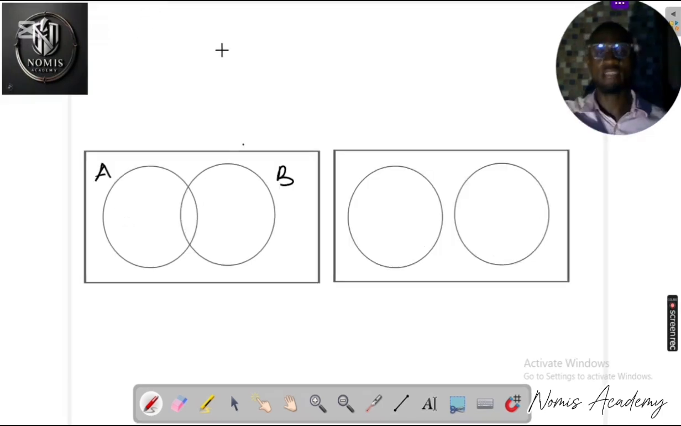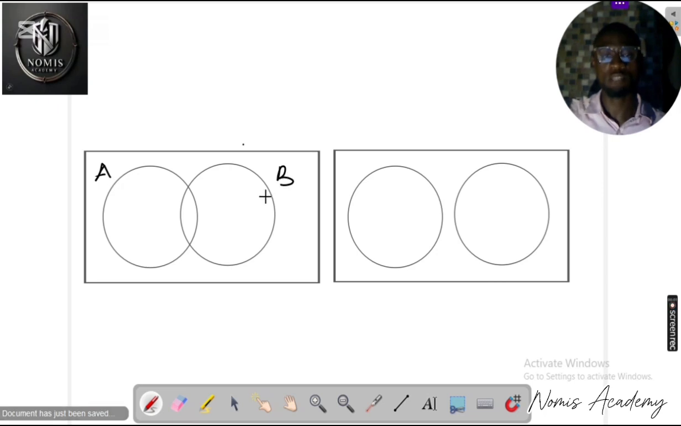Now, A intersect B complement. So this is the universal set. This rectangular shape represents the universal set that has subset A, subset B in it. So when we talk about A intersect B complement, we are talking about the common elements of A and B that are in the universal set, but they are not in A and they are not in B. Do you get it now?